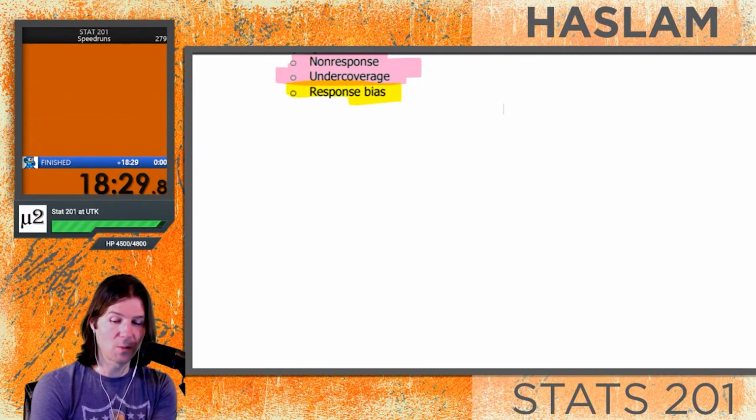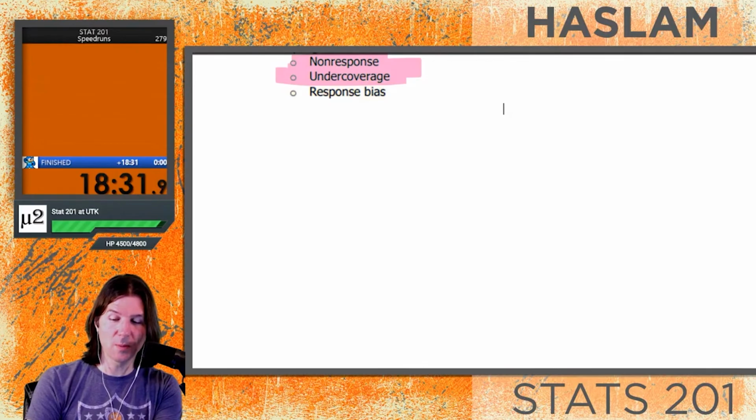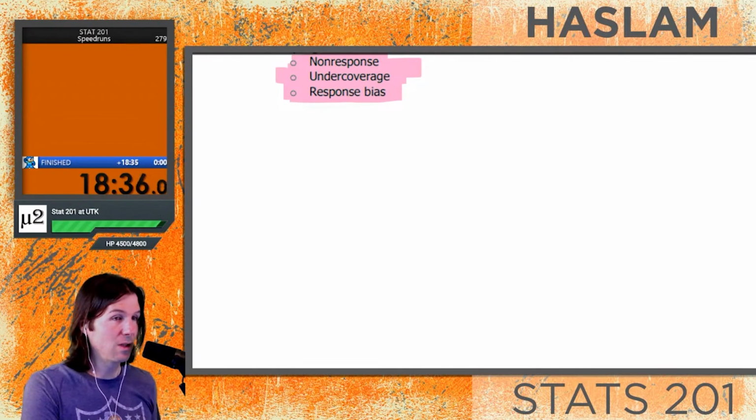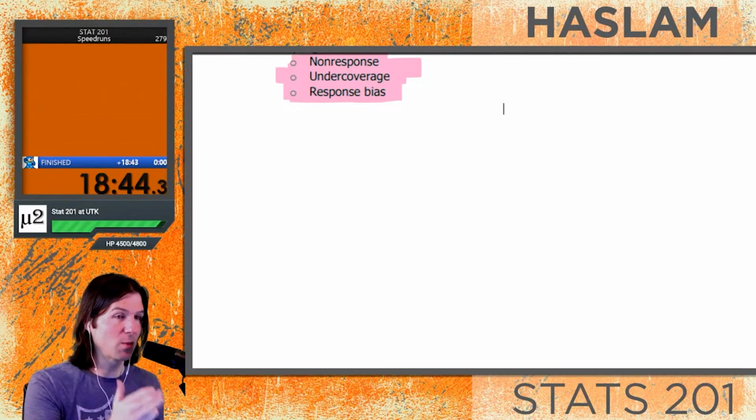Response bias is also bad. When we have response bias, the way the question is worded or the actions of the person asking the question can elicit a certain response. Hence, the bias is in the response. Just think response bias: the bias is in the response.